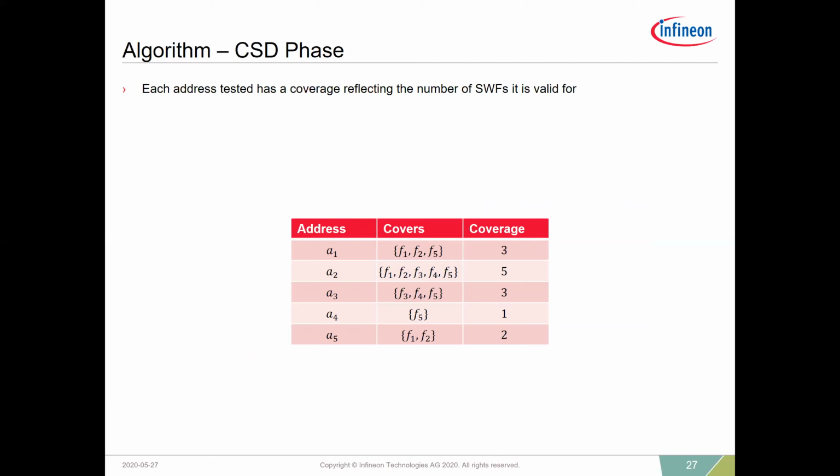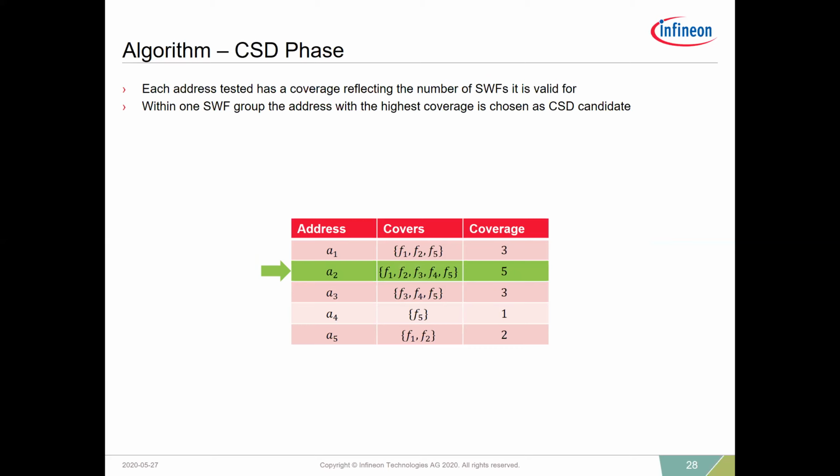So if we look now at one group, we have several addresses. And here in this example, A2 has a coverage of 5 because it is written in front of 5 functions and the conditions are held by every write access. So we will pick this as the CSD candidate because it has the highest coverage. And it is most likely that if this group is really a task set, this address describes the task ID.